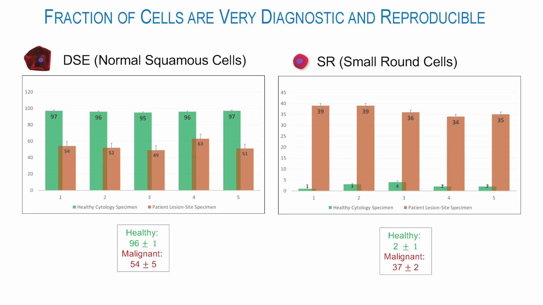Now, looking at the small round cells, we see a different kind of behavior. For the cancer, which is shown in the red, there's 37 plus or minus 2, and the healthy is 2 plus or minus 1. Again, we're repeating the same measurement 5 times.